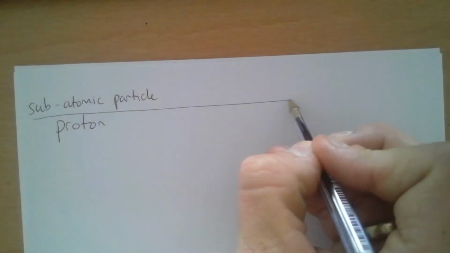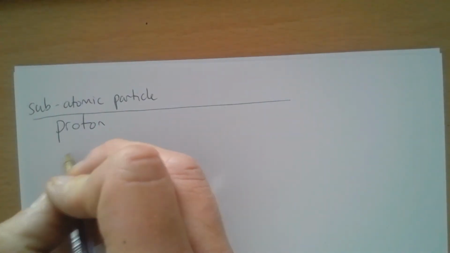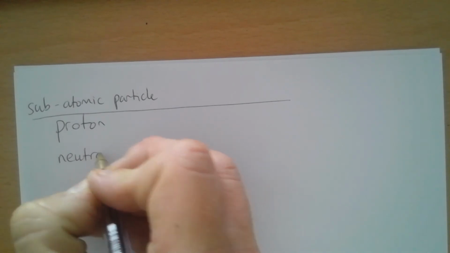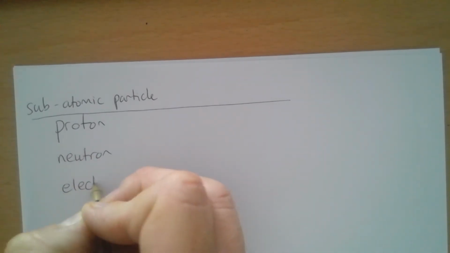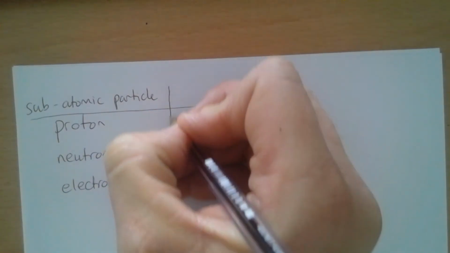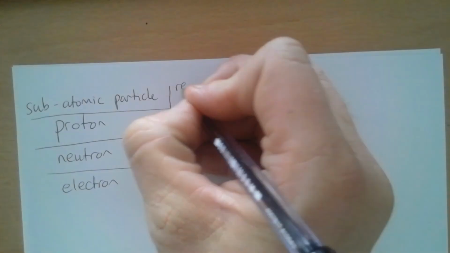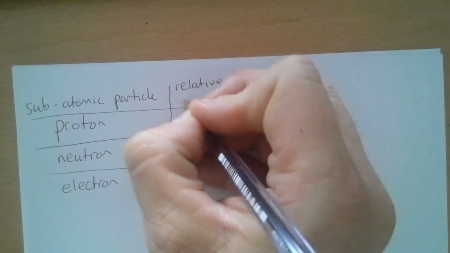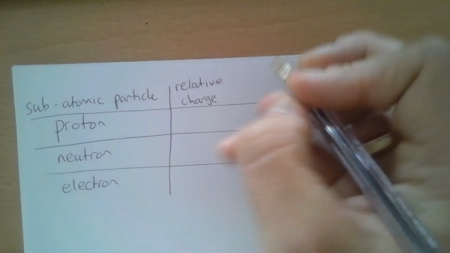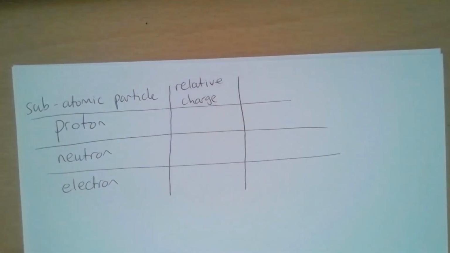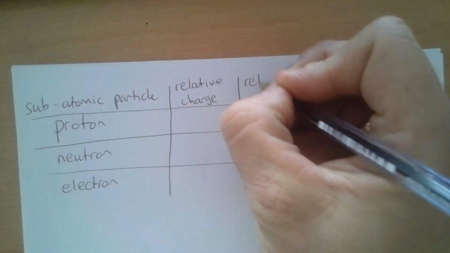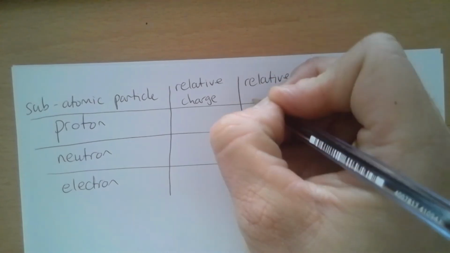So sub, they're less than or smaller than the atom, so subatomic particle. We've got our proton, neutron and electron, and we need to know their relative charge. So their relative charge can be that they have a +1 charge, a -1 charge, or no charge, or neutral or 0, and we also need to know their relative mass.